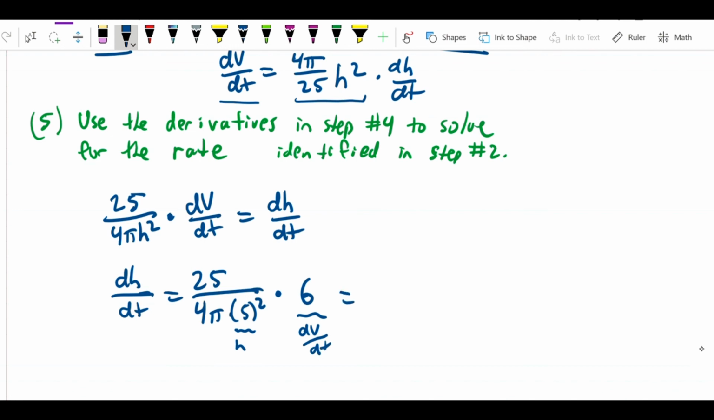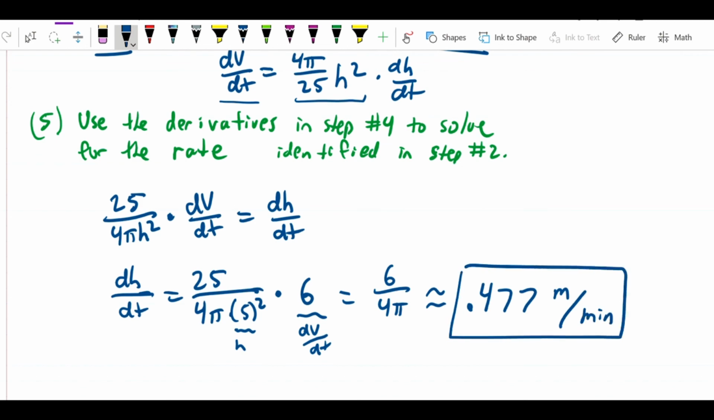This comes out now to 6 over 4 pi, which I've calculated. That comes out to approximately 0.477. The correct unit, since we're asking how fast the height is changing: height is measured in meters, the unit of time is minutes, and that's the answer.